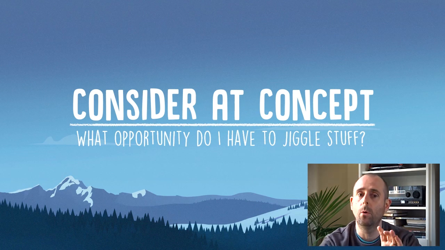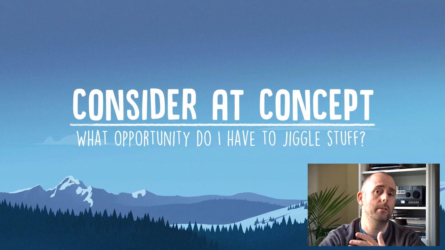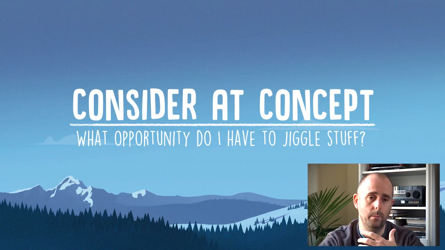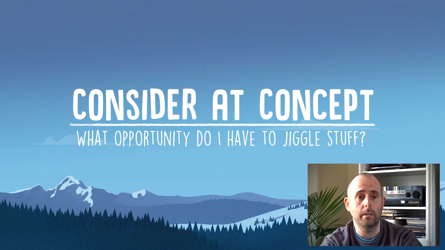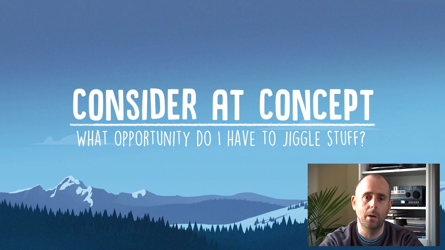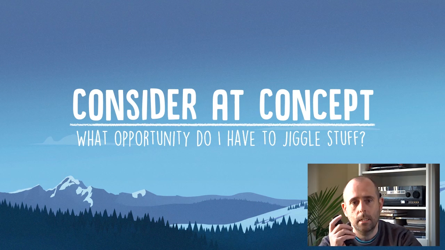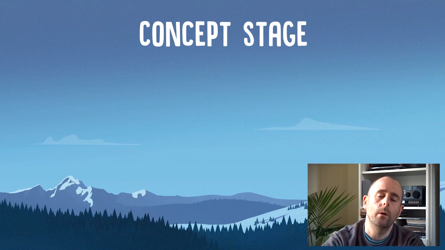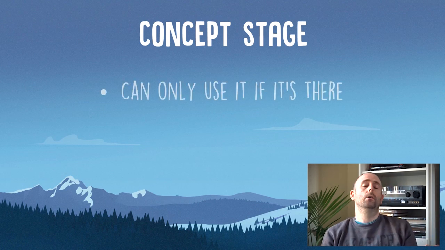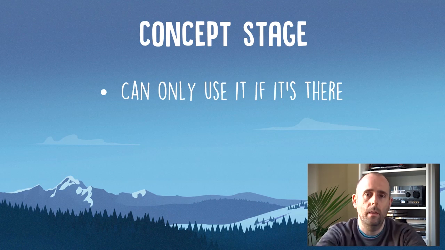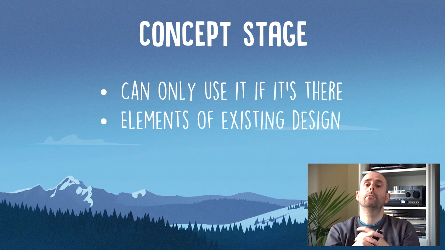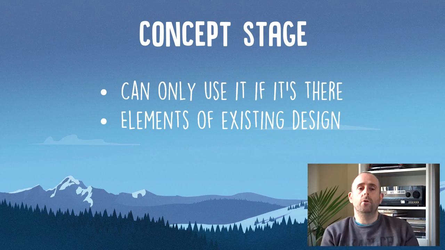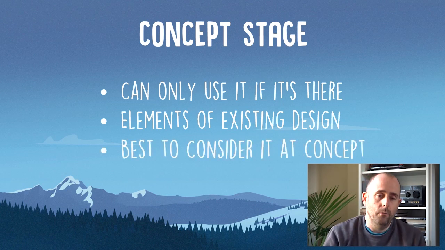But it's really important, if you want to take advantage of having these secondary animation elements, that they're there in your character in the first place. So what opportunity do I have to jiggle stuff on my character? You can only use them if they're there. If you have an existing character, you could look at it and see what elements are there that could be liberated, could be utilized as secondary animation elements. But the better way of doing it is to consider it as part of the concept.